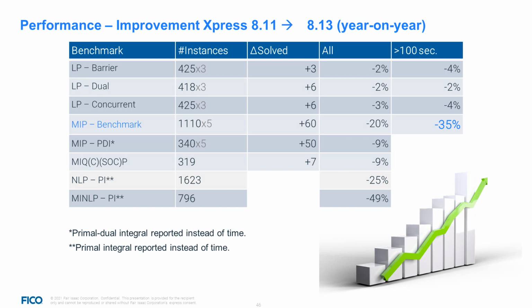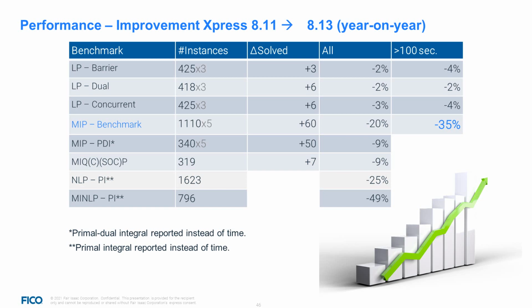Note that this benchmark set consists of 1,110 instances, each solved in 5 permuted versions, such that we get a total of 5,550 measurements to draw these mean values from. In the unsolvable PDI set, we observe an improvement of 9% in prime dual integral across all instances. Note that this does not include the impact of heuristic emphasis, a non-default feature released in 8.12 that would easily add another 25% PDI improvement on top.